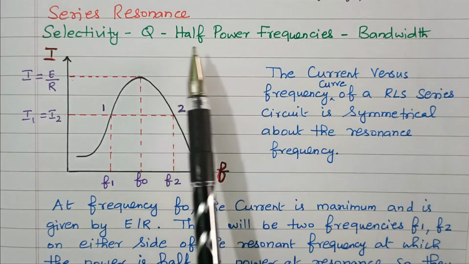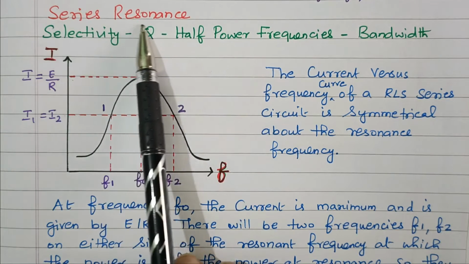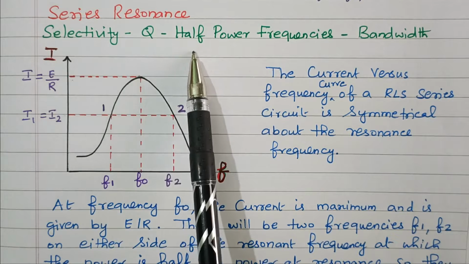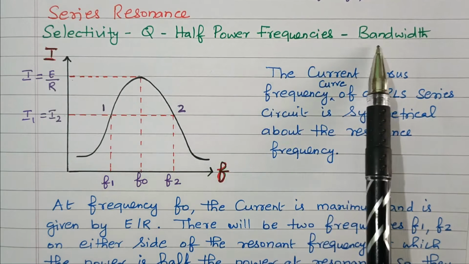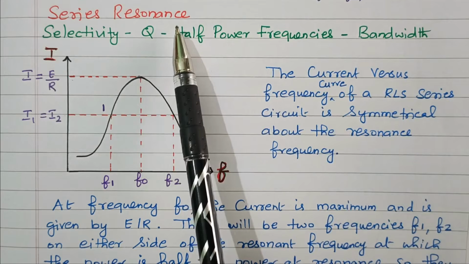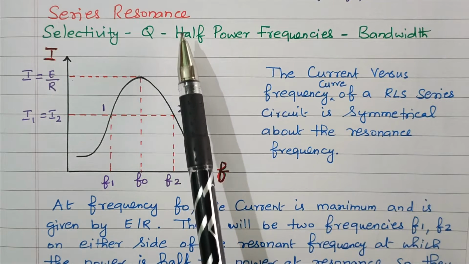Now we'll go to the topic. We'll see the parameters in series resonance, that is selectivity, quality factor, half power frequencies, and bandwidth. These are all the parameters we'll see. The explanation of series resonance is available in a separate video.